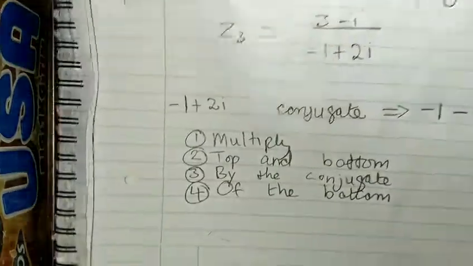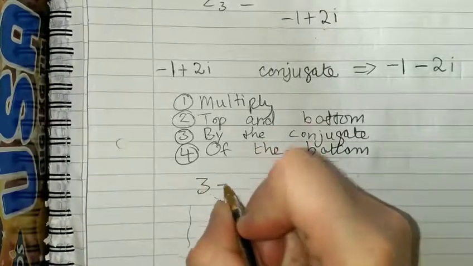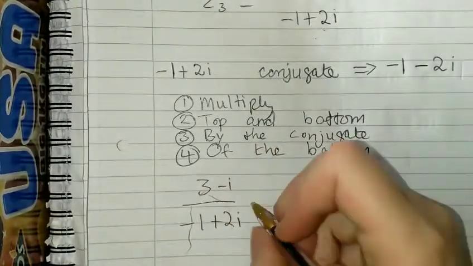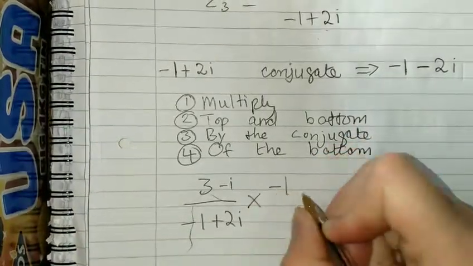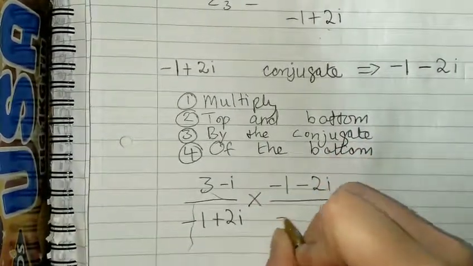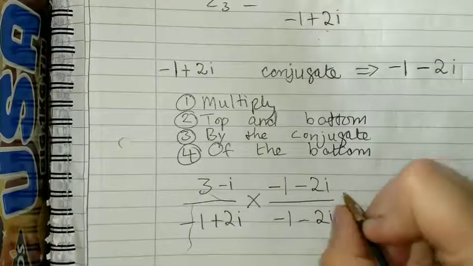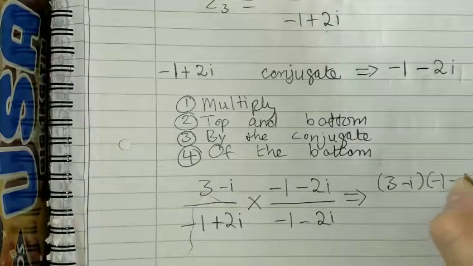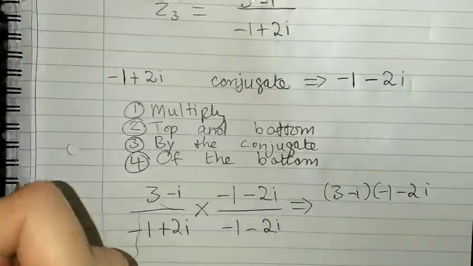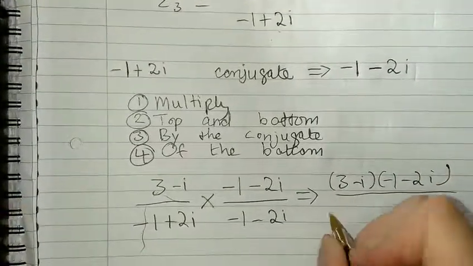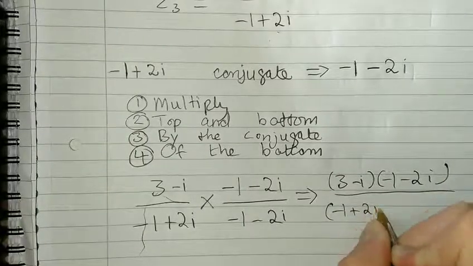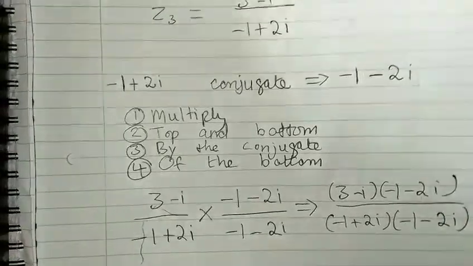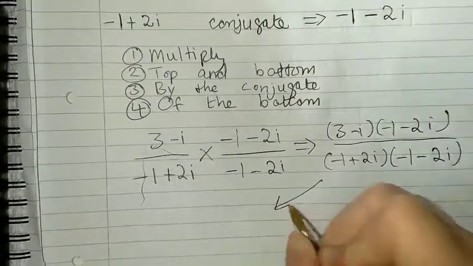So our equation is 3 minus i over minus 1 plus 2i. This is what we're given. So we multiply top and bottom by the conjugate, minus 1 minus 2i over minus 1 minus 2i. Then we're going to have 3 minus i by minus 1 minus 2i on the top, and minus 1 plus 2i by minus 1 minus 2i on the bottom.